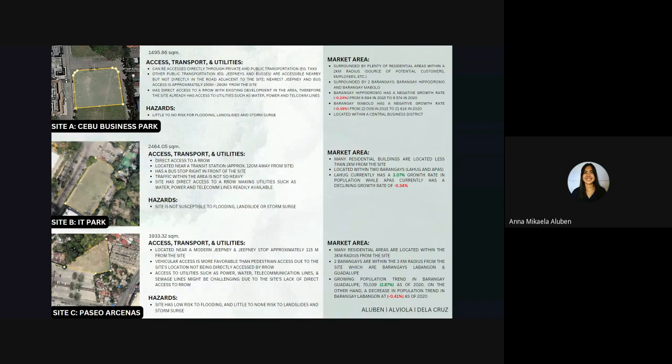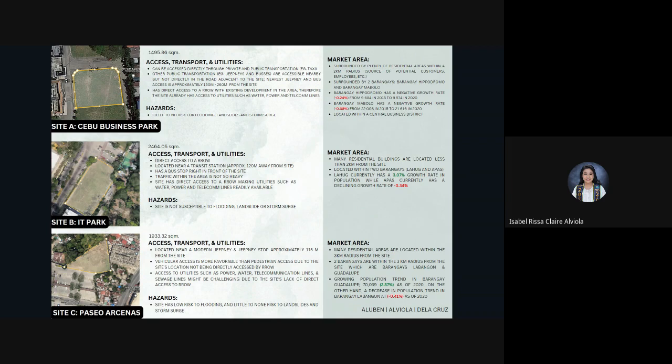For hazards, there is little to no risk for flooding, landslides, and storm surge. For market area, it is surrounded by plenty of residential areas, specifically Barangay Hipodromo and Barangay Mabolo. However, Barangay Hipodromo has a negative growth rate of -0.25%, and Barangay Mabolo also has a negative growth rate of -0.38%. Another factor is that it is located within a central business district.